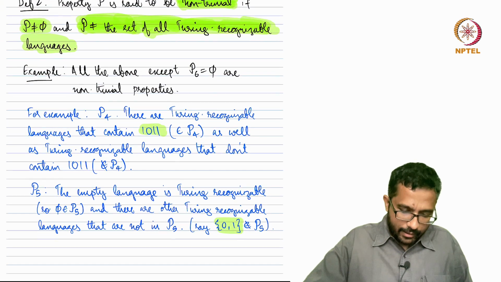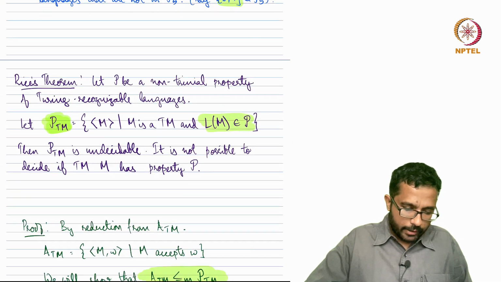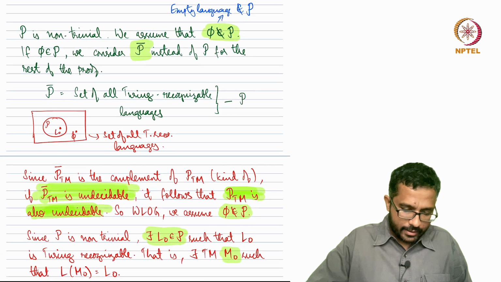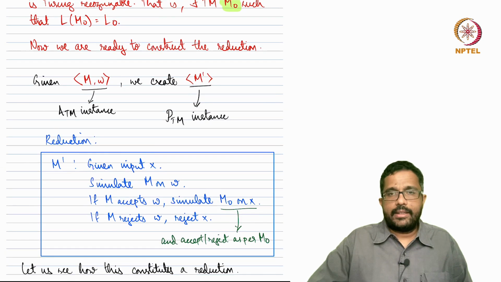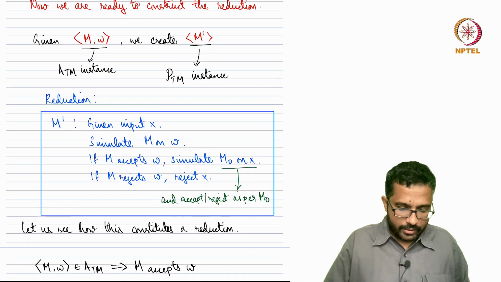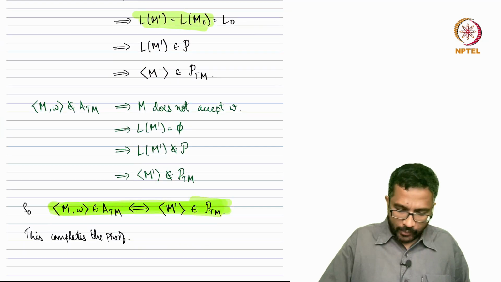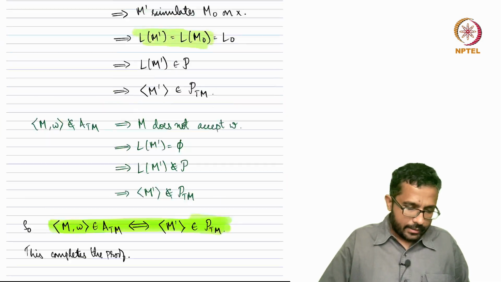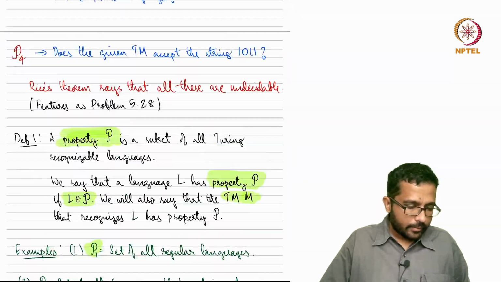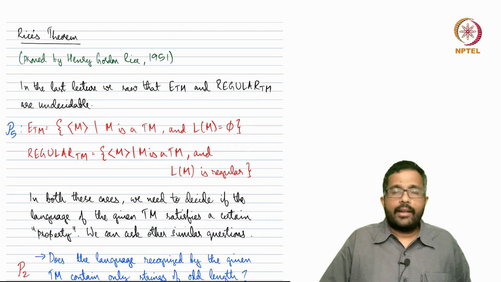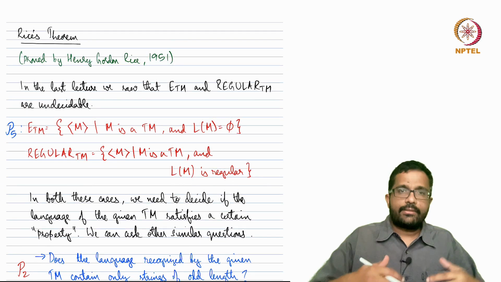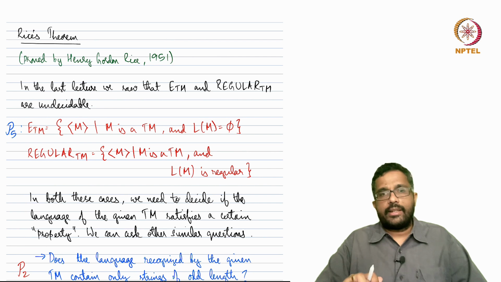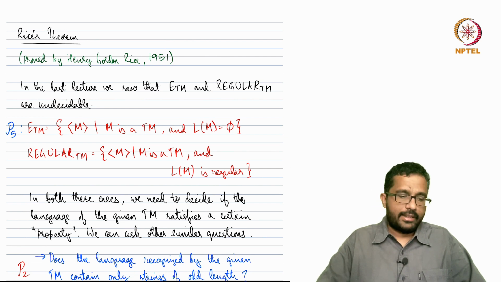So that is Rice's theorem, and the proof was by reduction from ATM. We explained that in detail, and that completes lecture 41. In the next lecture we will see some other techniques for showing undecidability, and that's all for lecture 41.